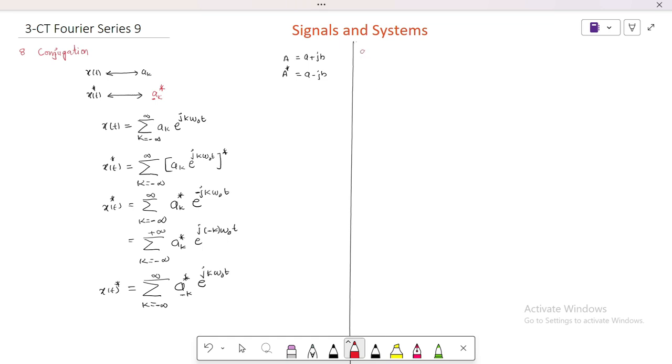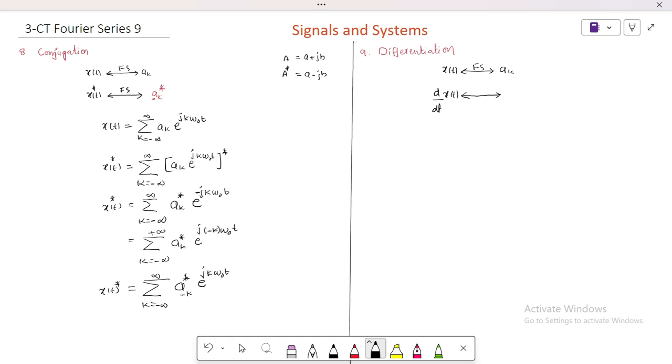Next, the 9th one, differentiation. Differentiation in the time domain. I take x of t, whose Fourier series coefficient is a_k. Now the differentiation d by dt of x of t, what is its corresponding Fourier series coefficient? That is the question.